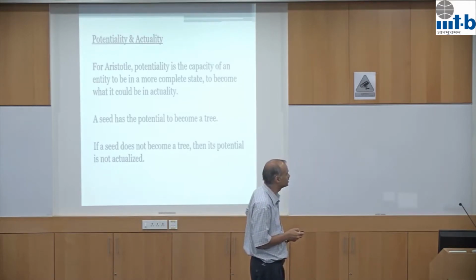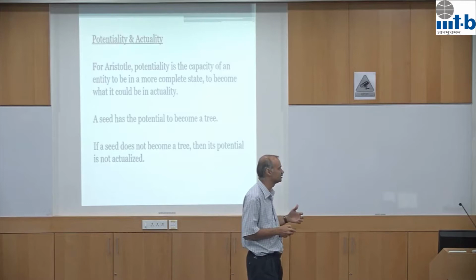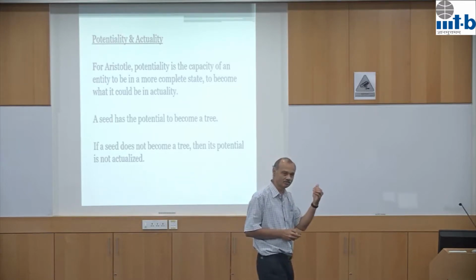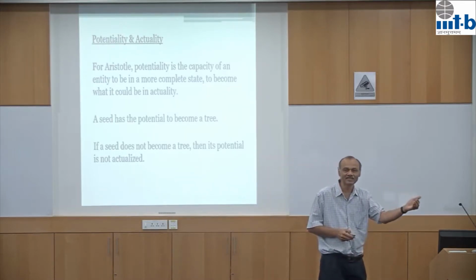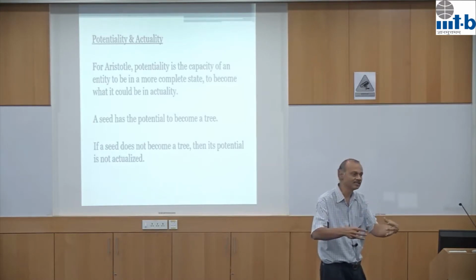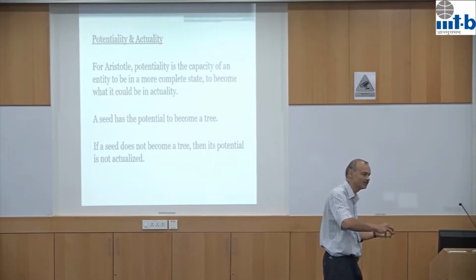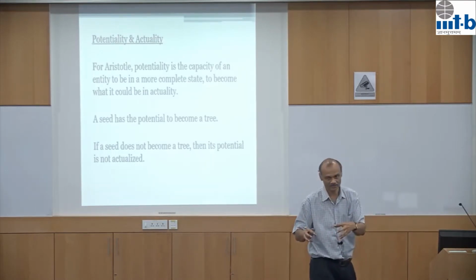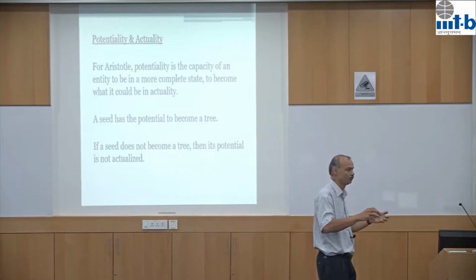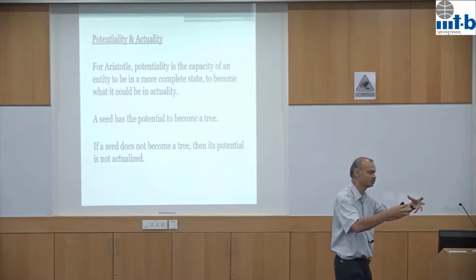Potentiality is the capacity of an entity to be in a more complete state, to become what it could be in actuality. So a seed has the potentiality of becoming a tree. A seed actualizes its potentiality when it becomes a tree. Alright, so there is an actuality and a potentiality. A lot of things have potential, and that potential is actualized.